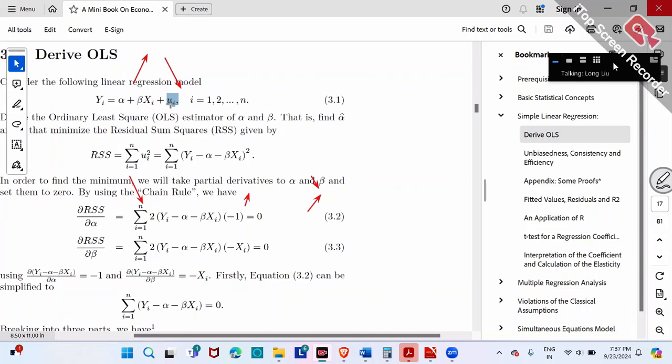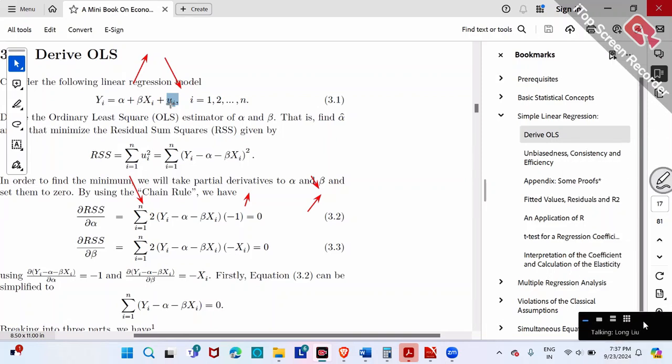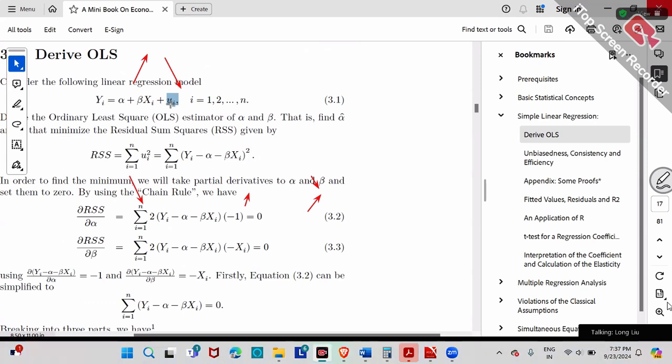A term I like to call noise. What's the meaning of signal and noise? Very simple. Suppose, let me use an example. Suppose I make a phone call. Suppose I'm sitting in a bar.